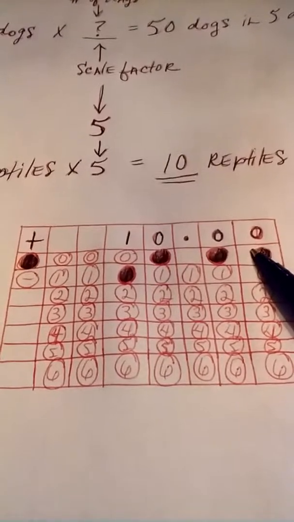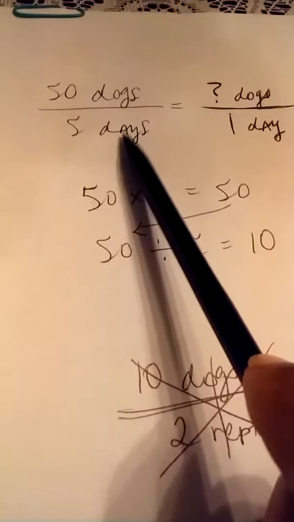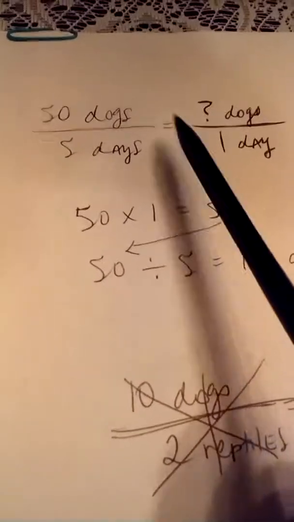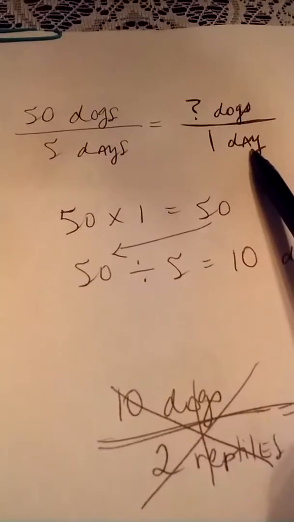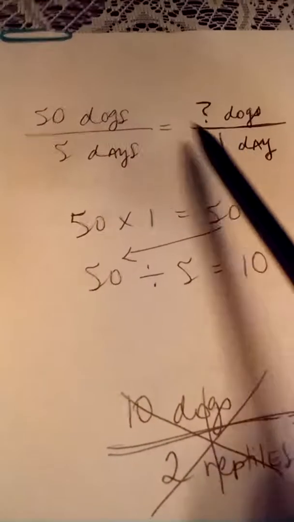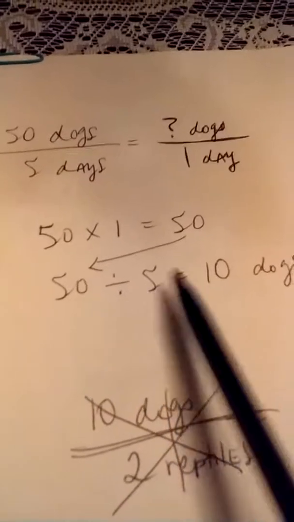Let's look at another way of doing this as well. Many of us are used to proportional relationships being set up as fractions. So if we started with the 50 dogs in 5 days, we would write it like this and set it equivalent, dogs to dogs and days to days, okay? And then we could cross multiply, meaning our 50 times 1 would equal 50, and then we divide this way by 5. 50 divided by 5 would give us 10 dogs.